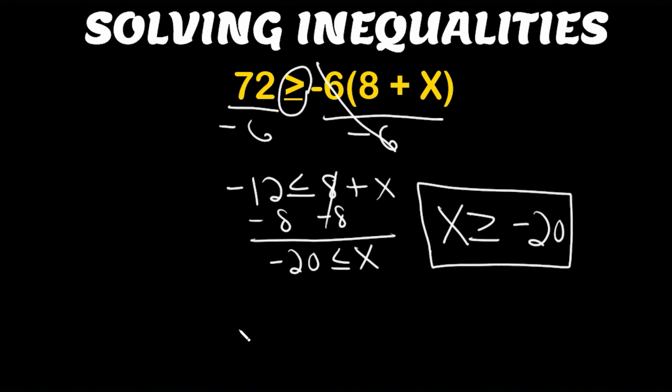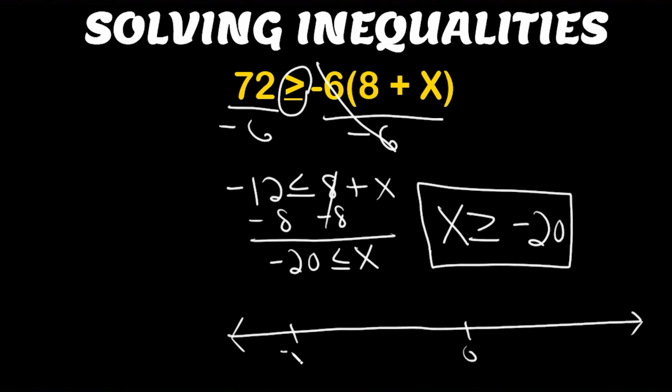And now we're going to graph it. So on a number line, put 0, put negative 20. It is going to be a closed circle on negative 20, and we're going to the right. Again, all real numbers greater than or equal to negative 20. So again, to the right. Okay, 2 more problems and then we're done.